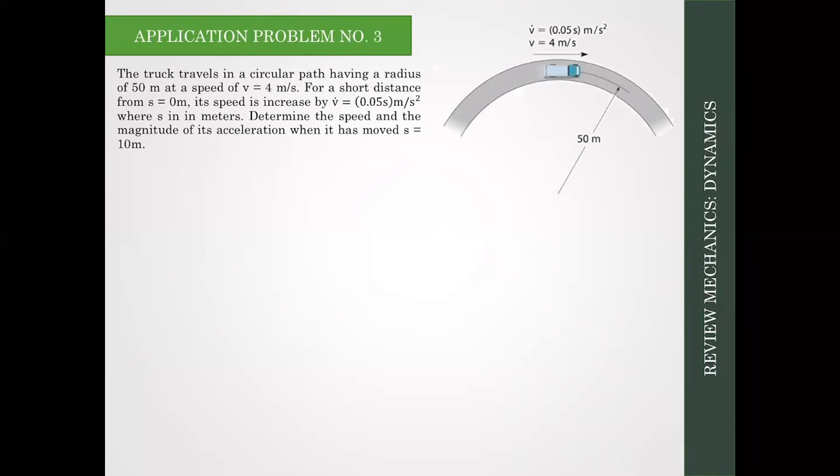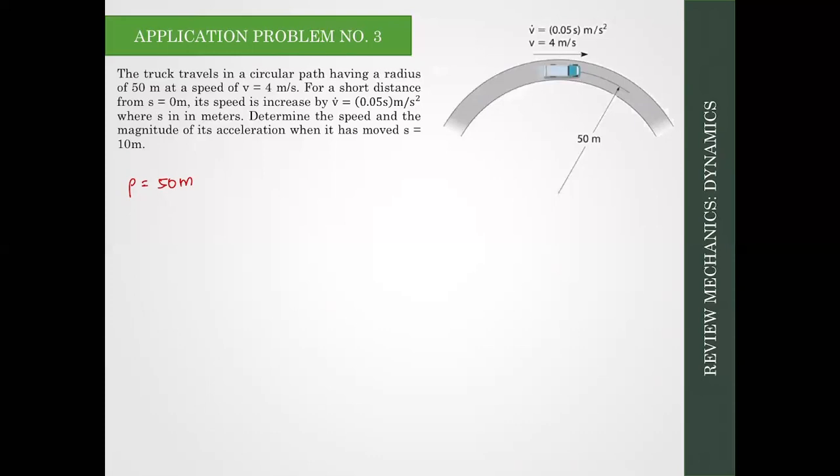So, ito yung mga given natin. Ano? We have a radius, may rho tayo na 50 meters. And then we have a speed na 4 meters per second. Yun yung initial velocity natin. For short distance from 0, and its speed is increased by yung acceleration formula natin in terms of s is 0.05 s. Yung formula natin. Determine the speed and the magnitude. S is equals to 10 meters. Okay? So what we can do, I think, is to use yung formula pag may variation acceleration tayo.